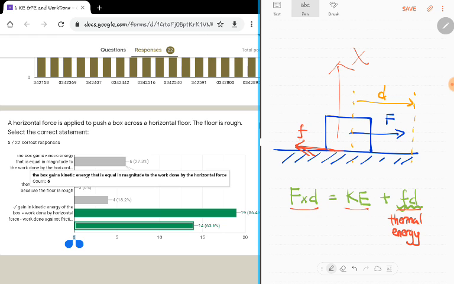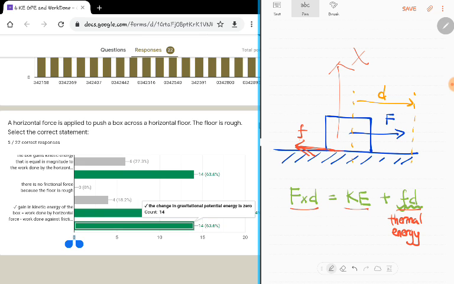next one, the last one, the change in gravitational potential energy is 0. So of course the change in gravitational potential energy is 0 because this is on a horizontal floor. Again, there's no vertical displacement, so there's no change in the gravitational potential energy. Okay, so hope this clarified a bit.